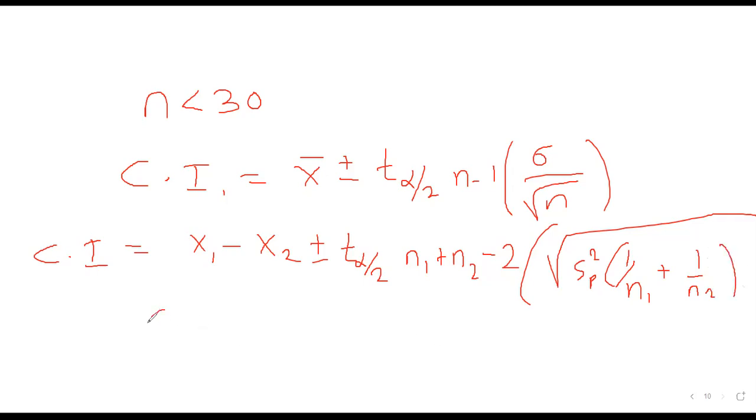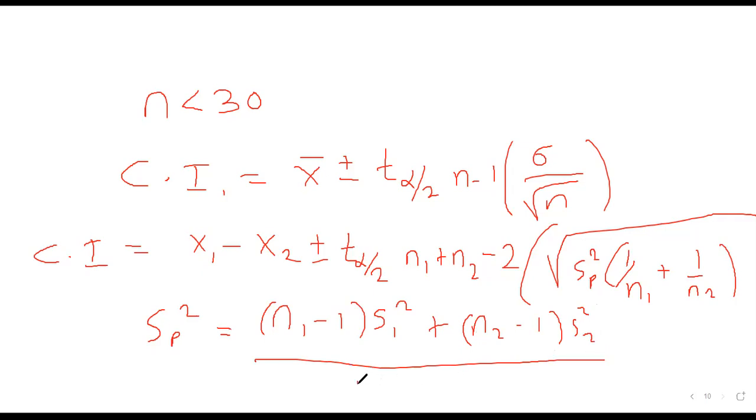Its own formula is given by n1 minus 1 times the standard deviation for sample 1 squared, plus n2 minus 1 times the standard deviation for sample 2 squared, everything over n1 plus n2 minus 2.